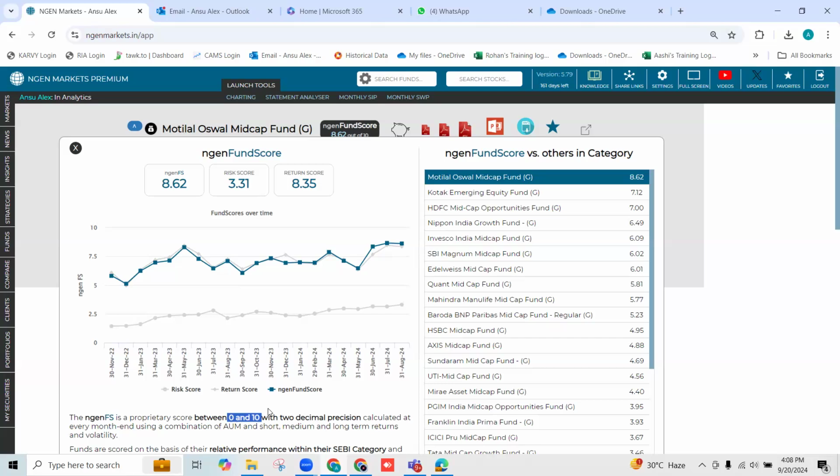Now the parameters that we consider while giving these fund scores are two broad parameters, quantitative and qualitative. Under the quantitative parameters, two come into use. Firstly, the AUM, and secondly, the returns and volatility. When you say returns and volatility, we consider short, medium, and long-term returns and volatility. Short is equivalent to 1 year, medium to 3 years, and long to 5 years.